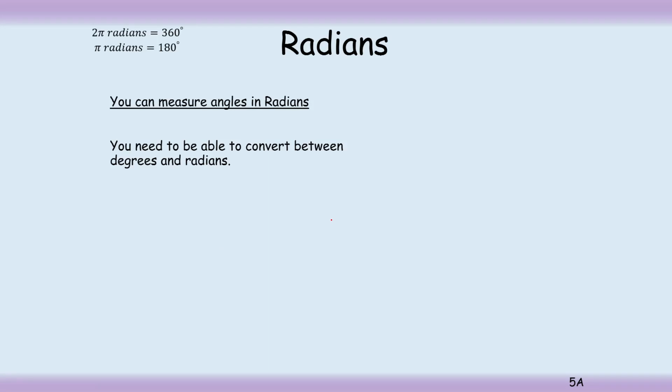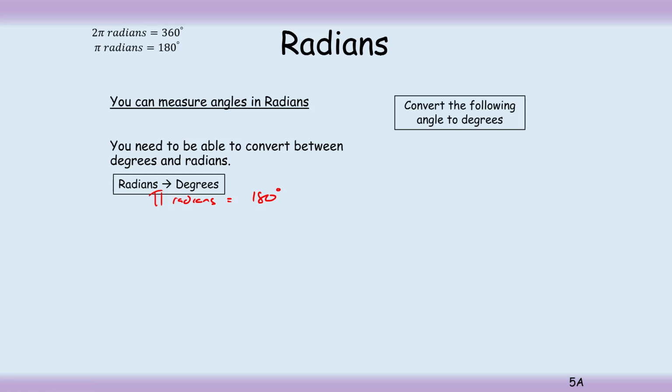Okay, you need to be able to convert between degrees and radians and vice versa. Now we're quite good at recognizing that pi radians equals 180 degrees. So if we get a question like so: convert the following angle to degrees. 7/8 pi. Let's put an example here.